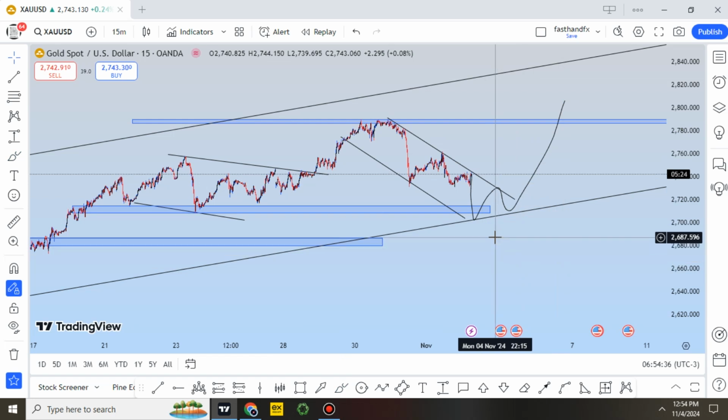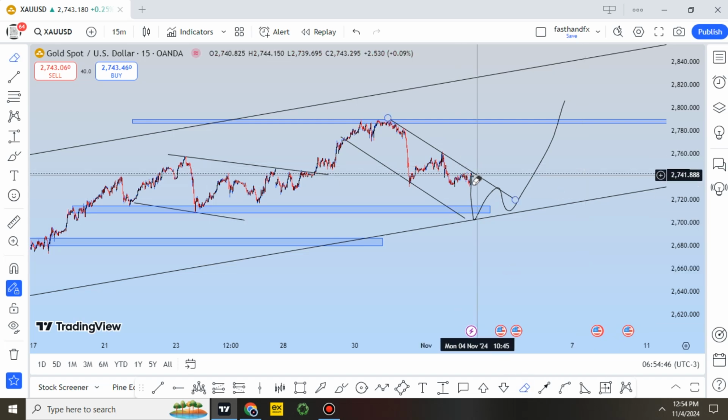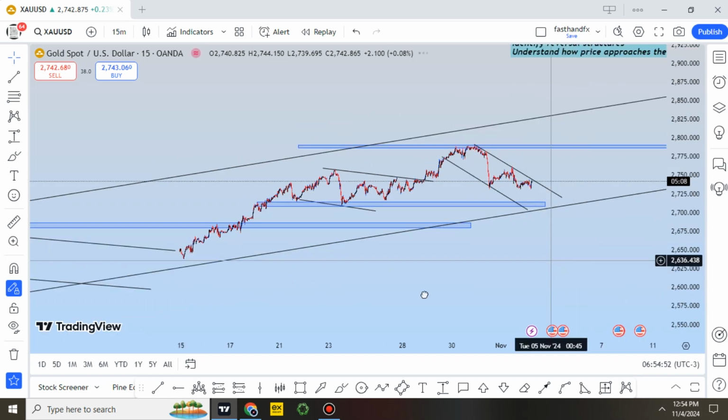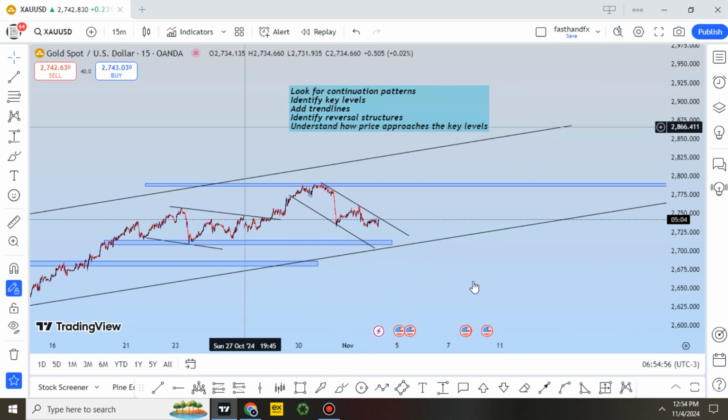Why? One thing about continuation patterns, the entry position usually is based on head and shoulders or inverse head and shoulders, right? Then of this, we only see a double bottom, which I don't want to fall for, right? So if I want to look for my entry, I should be looking for only head and shoulders.